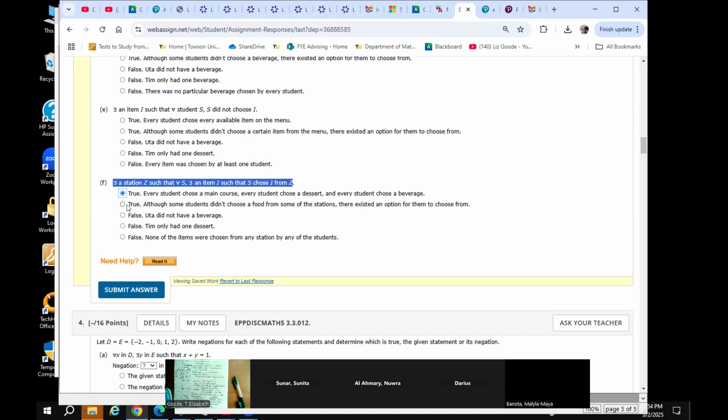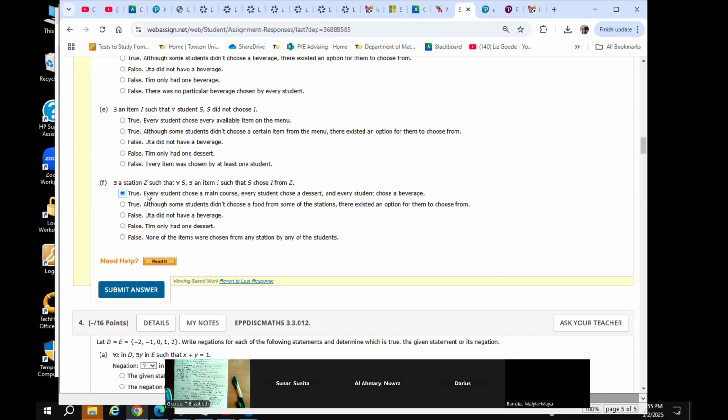Right. It's very confusing. But the only reason I'm saying it's got to be the first one is because the second one just doesn't make sense. There existed an option for them to choose from. We don't even know what option. I mean, are they talking about food option? Are they talking about station option? That's sort of ambiguous. Every station has an option. So I think that the first one is the correct reason, but it does seem like overkill.